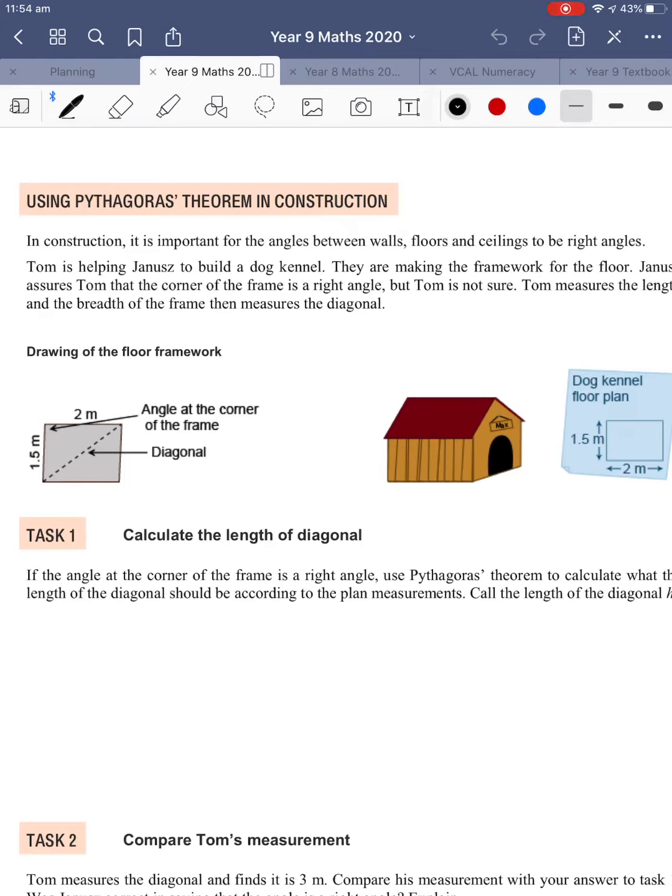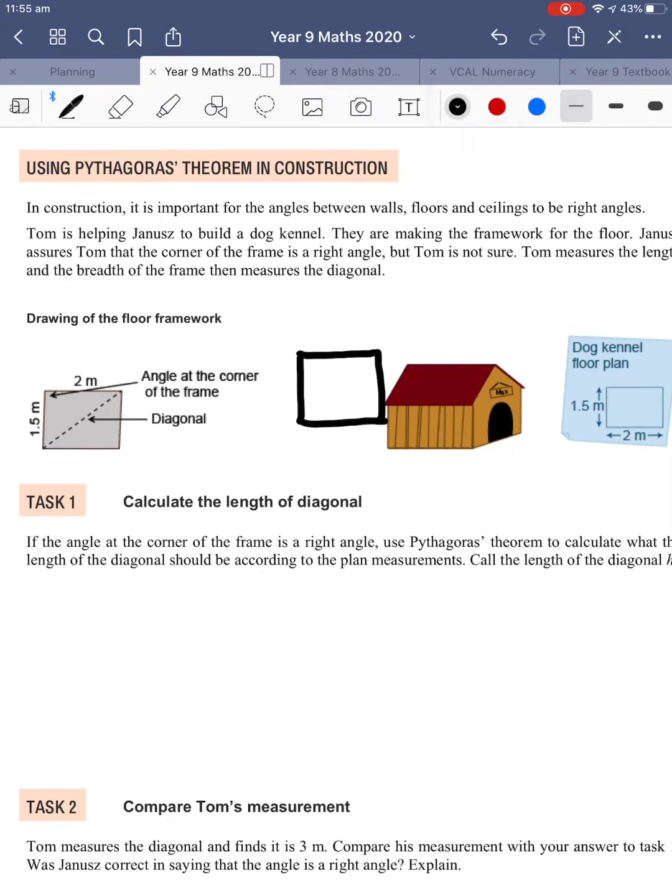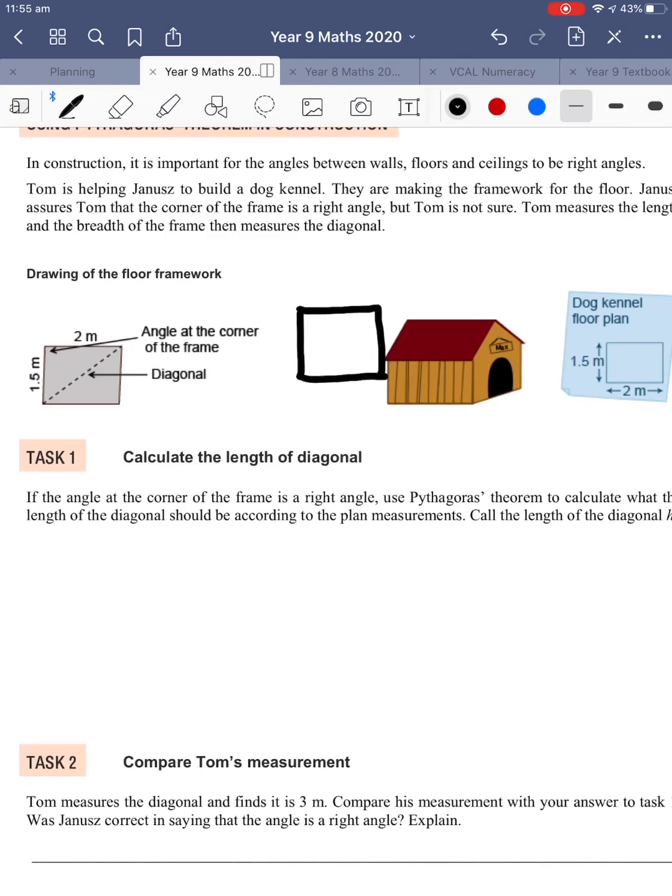They're building the framework on the floor, which means they've put the wood out and gone, okay, here's this piece of wood, and this piece of wood. Tom is looking at it and going, that doesn't look right. It looks like it's on a bit of an angle. Now Janice is sure it's at a right angle. So they decide to check.